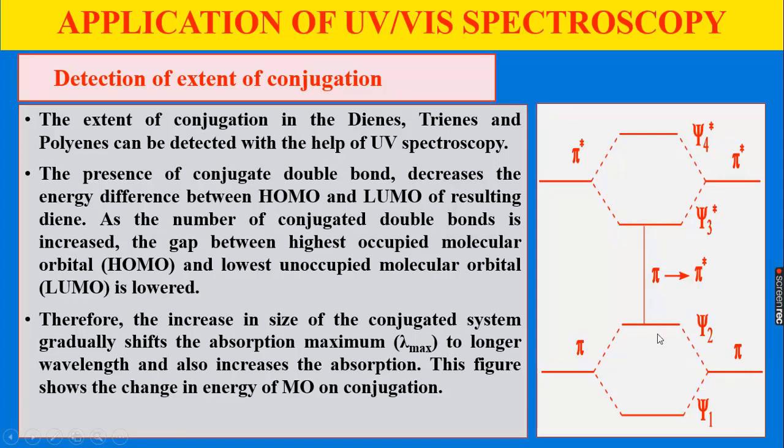When radiation falls, the electron jumps from this HOMO to LUMO. So as the conjugation increases, the energy gap between HOMO and LUMO decreases. So it is easy to shift the electron from HOMO to LUMO, so minimum energy is required and the wavelength is longer.